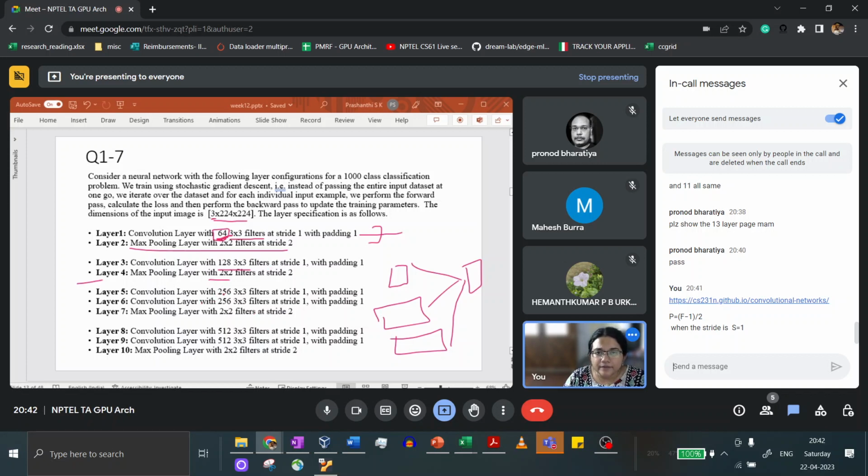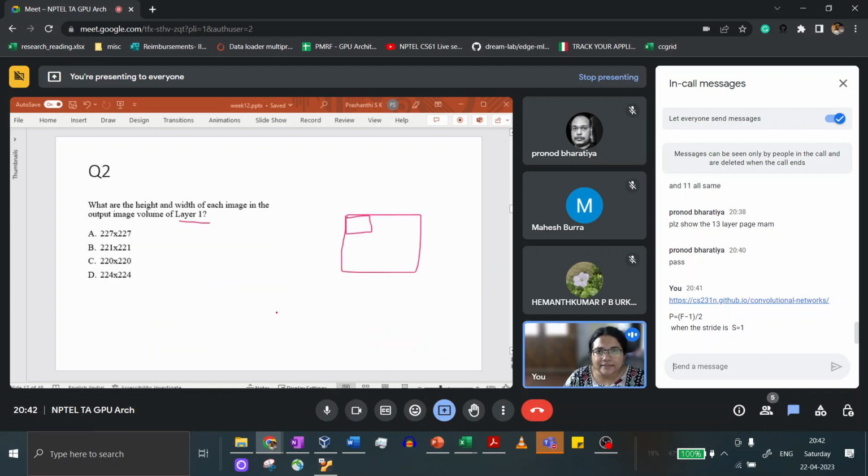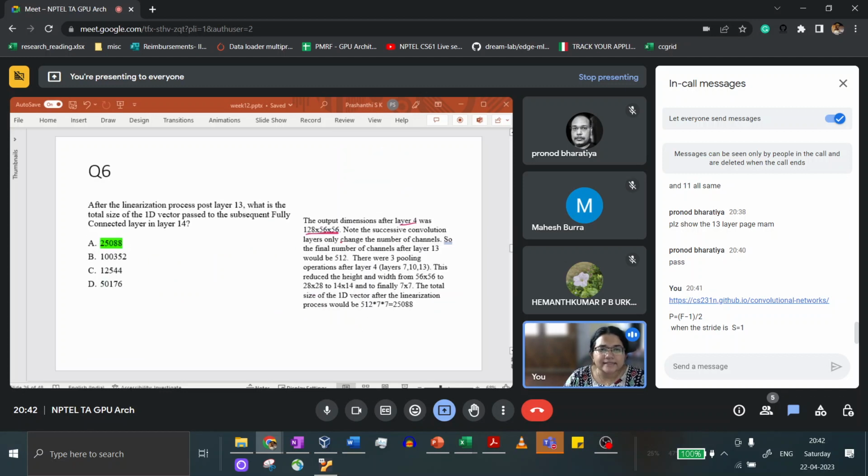So now you're left with 256 channels here. Dimensions don't change, dimensions don't change. Then you have a max pooling layer which will bring down the dimensions by a factor of 2. So let's go and work it out from there. This is question 6. So we had 128, 56, 56, and then the channels kept changing. So the channels would be 512.